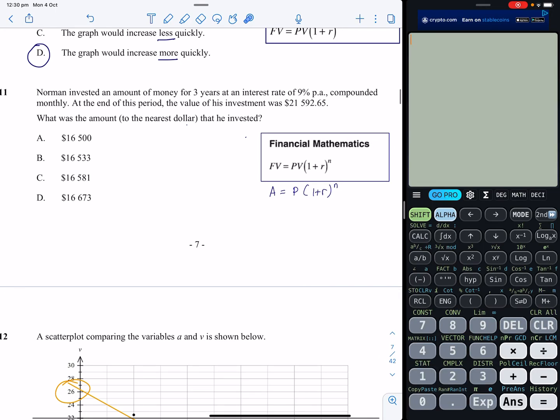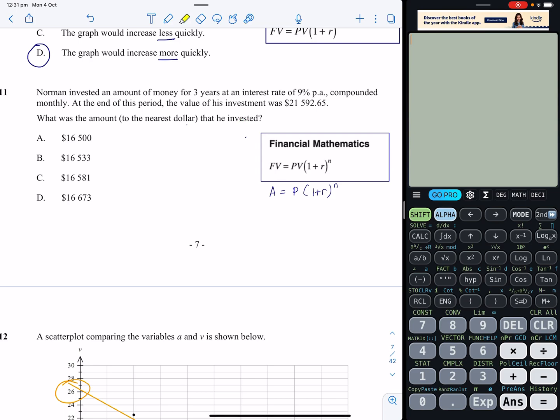Question 11. Norman invested an amount of money for 3 years at an interest rate of 9% per annum, compounded monthly. At the end of this period, the value of his investment was $21,592.65. What was the amount to the nearest dollar that he invested?